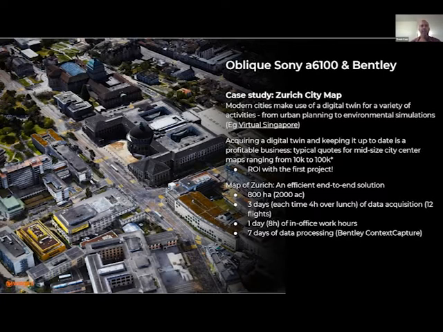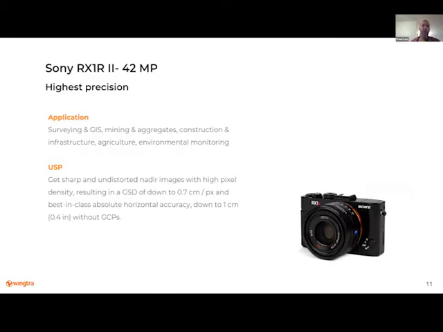Now we're on to the highest precision, the RX1R II, the 42 megapixel. So this is great for orthos, point clouds, contours, digital surface models, DTMs. You can get down to potentially a 0.7 centimeter resolution. So that's at a 42 megapixel at about 400 feet.